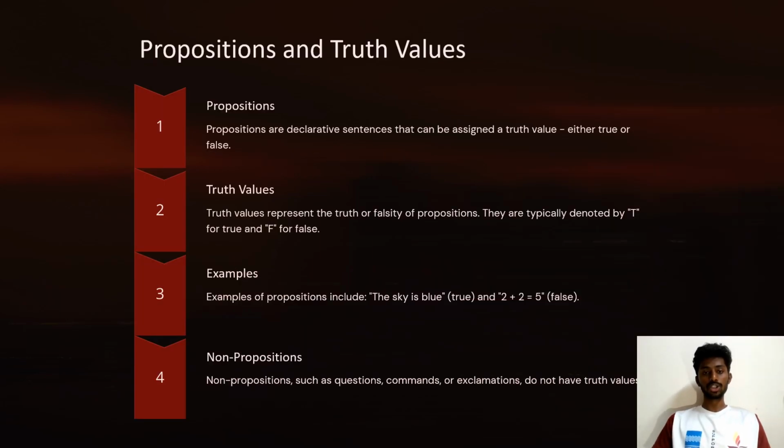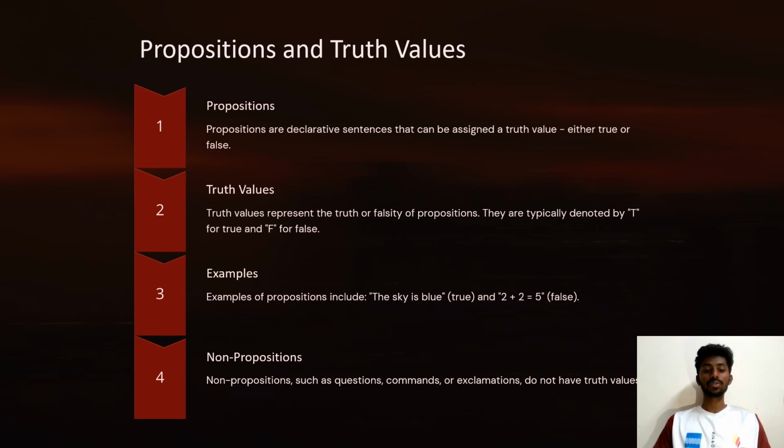Okay, so what are propositions and truth values? Propositions, they are declarative sentences that can be assigned a truth value, either true or false. And when it comes to truth values, they represent the truth or falsity of propositions, and they are typically denoted by T for true and F for false.